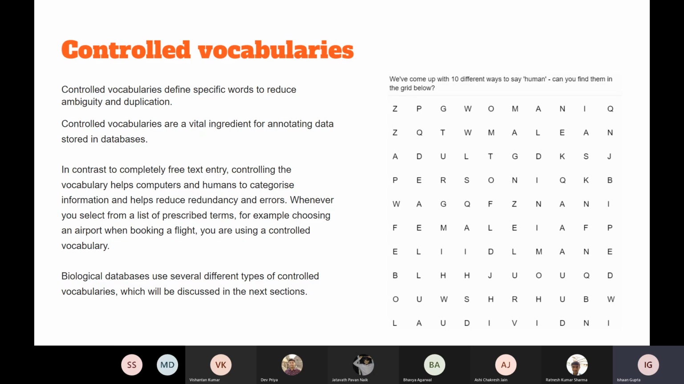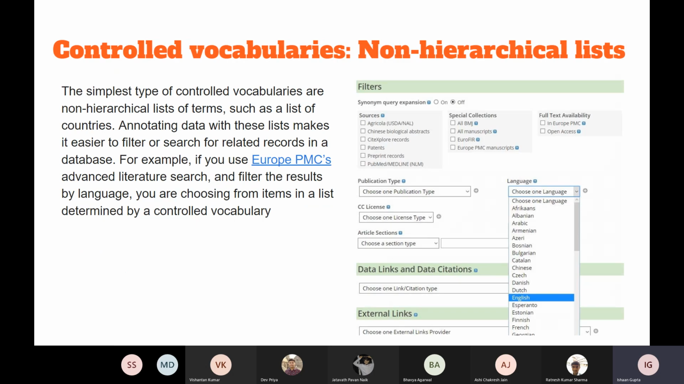There are 10 different ways in which the word human can be described. Can somebody give me a few ways that they can find in this matrix of letters? The person, minority, male, woman, man, person, adult, female, adult, right? So all of them actually mean human. So you cannot have all these words. Whenever it's human, you have to actually define it as human.